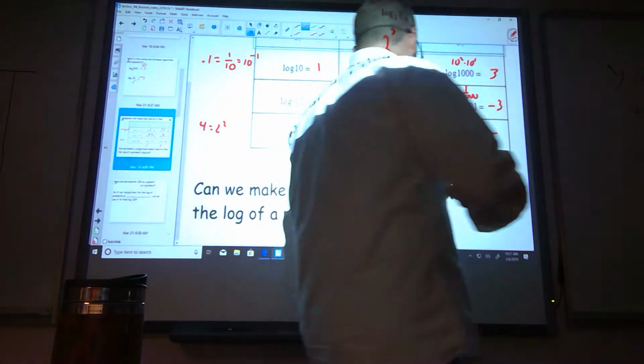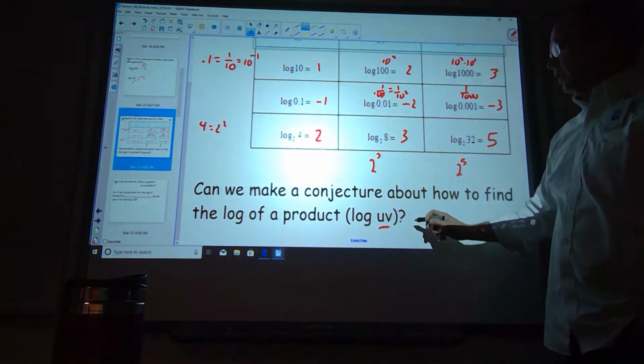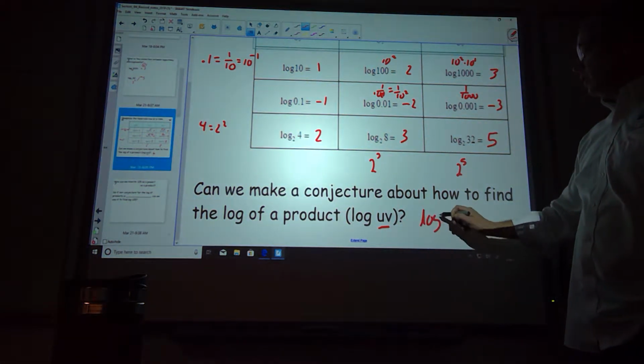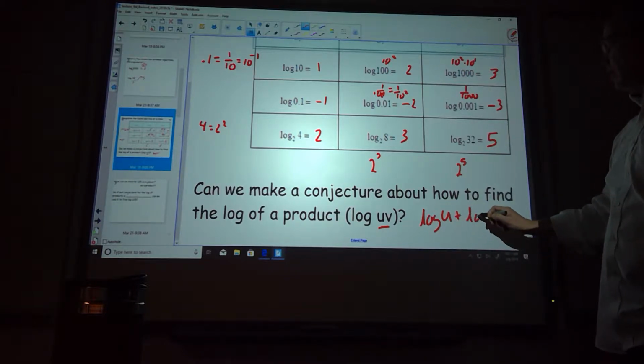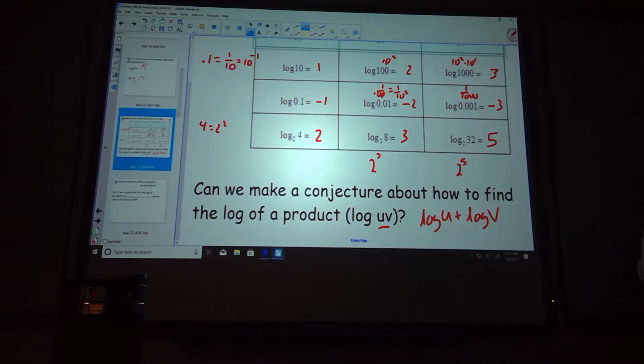So, just a little show and tell. If you're multiplying two things together, this becomes log u plus log v. But that's where we'll start hitting. So that's how we expand an exponent.